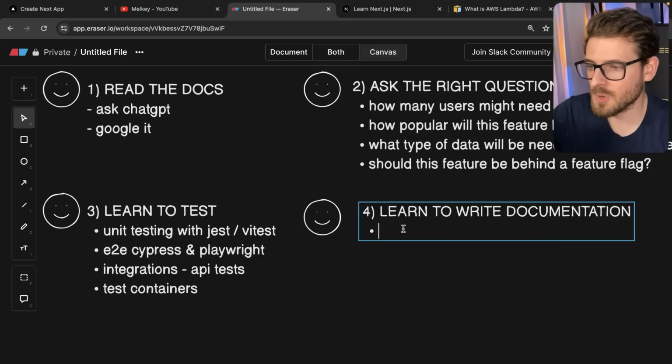So for example, if you are setting up a new process for doing migration scripts, make sure you document that process. If there's a particular technology that you're picking for your project, make sure you document why you're picking that technology.